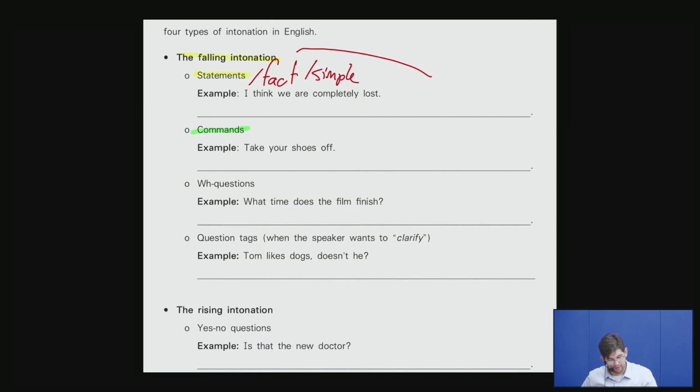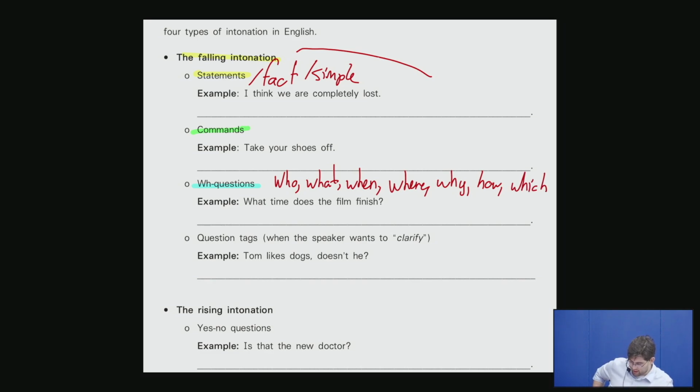Our next one is WH questions. This is a big category. If you don't remember your WH questions, there are many of them, and I'll give you them right now. So examples are who, what, when, where, why, who, what, when, where, why, how, which. These are the seven most common WH question words.